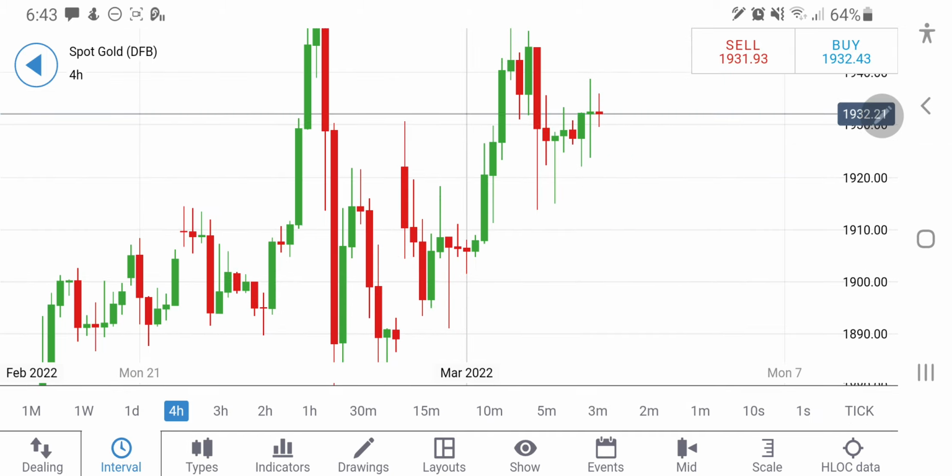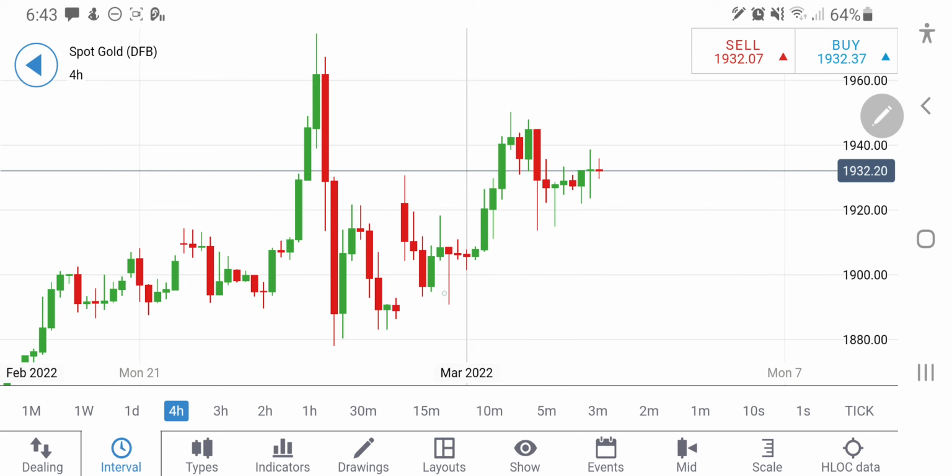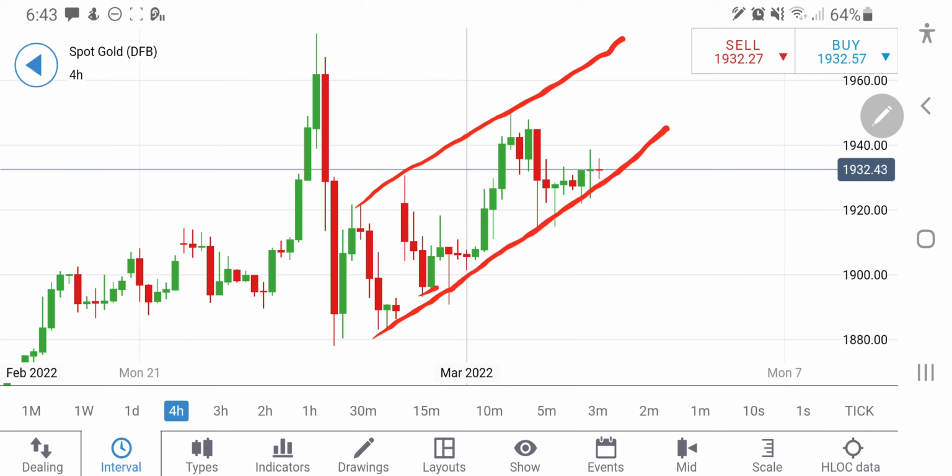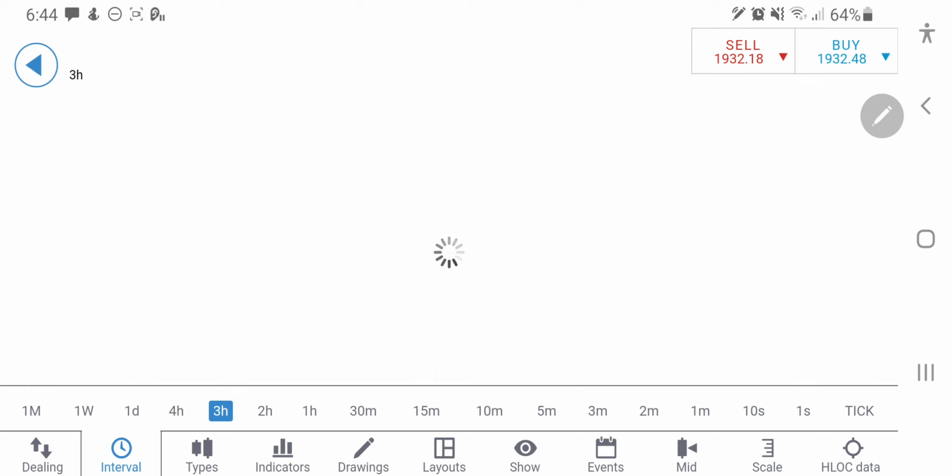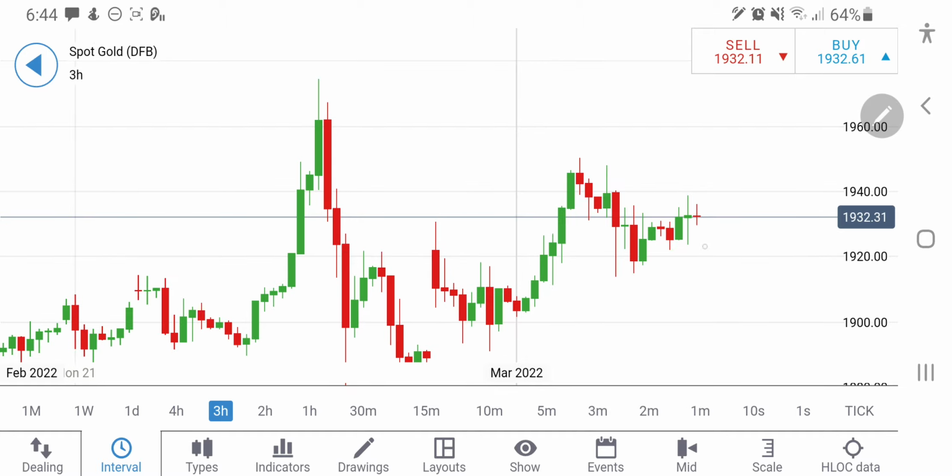Right now it is consolidating here with higher lows, indicating that potentially it is still very much in this trading channel. Now you can see higher highs and higher lows, indicating a bullish channel in the making. So a breakout is expected. It can break out either way. Let's have a look, but the only short for now is below 1925 levels.